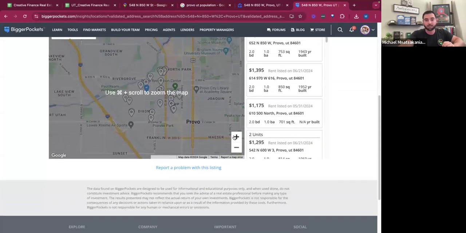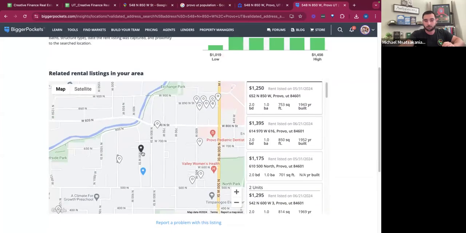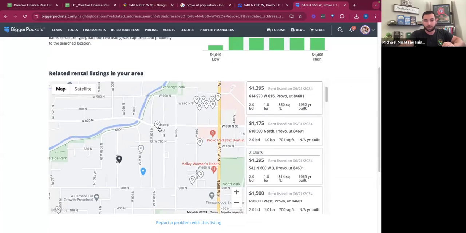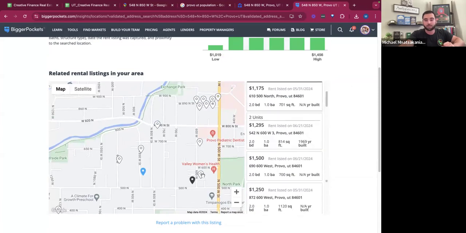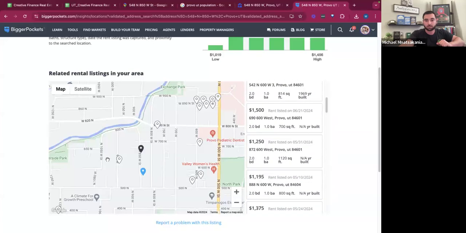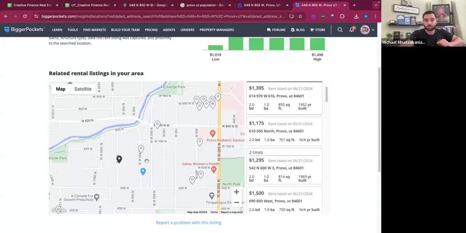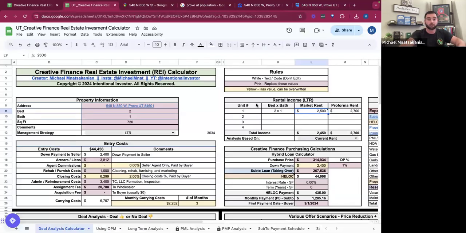It's nice here again, because you can see the different properties around. See, there's this one for 1250, this one for 1395, this one for 1500. You don't know what they actually rent for, but you know what they were listed for, and when they were removed. So yeah, 1500, 1250, 1395. I'm pretty confident in that around 1250 amount, but we need to get our own comps, right? We need to get our own rental comps.